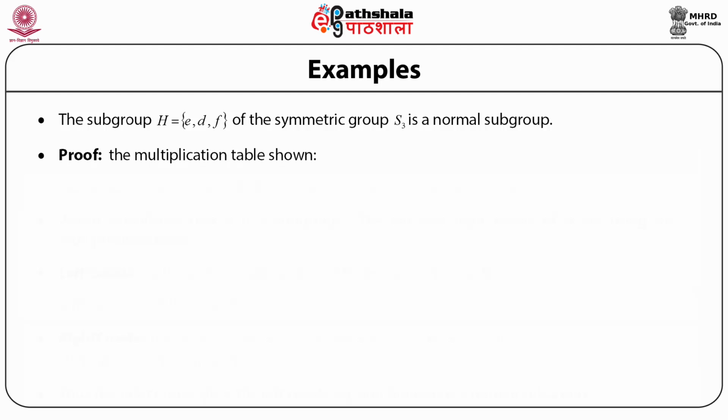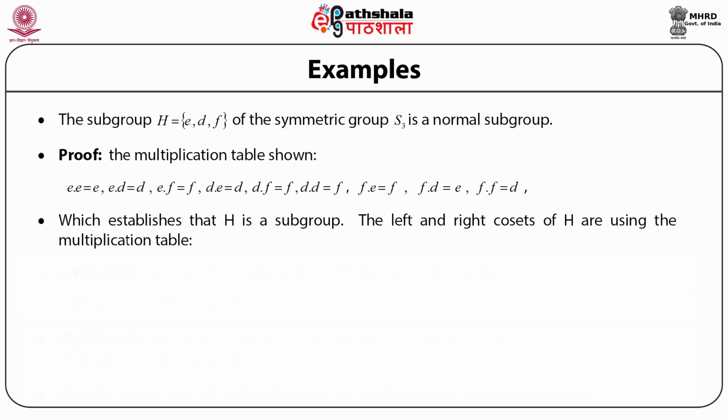The multiplication table shows that EE is equal to E, E multiplied by D is D, D multiplied by E is D, and so on. DF is equal to E, FD is equal to E, DD is equal to F, and FF is equal to D. This establishes that these three elements satisfy the property of closure, which establishes that H is a subgroup.